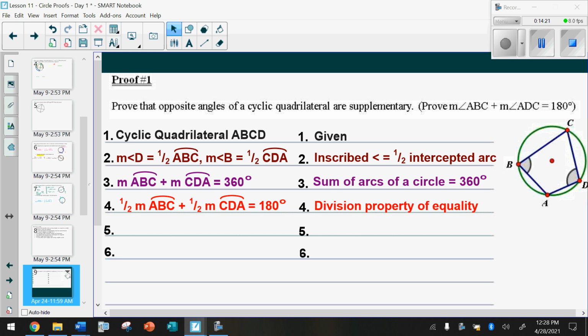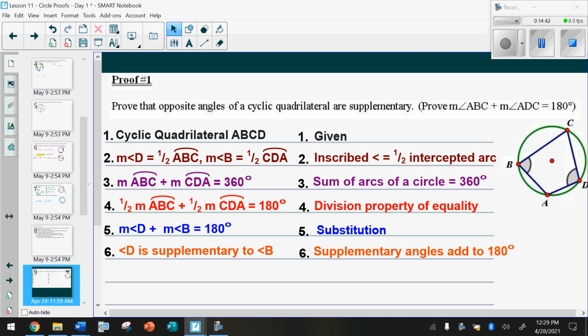But now I have 1/2 the measure of arc ABC plus 1/2 the measure of arc CDA equals 180. Now I can do a substitution from step 2 to get my angle measures to add up to equal 180, which means they are supplementary, which proves that opposite angles of a cyclic quadrilateral are supplementary. By definition, supplementary means they add up to equal 180. If you need more time to write, hit pause. Otherwise, I'm moving on.